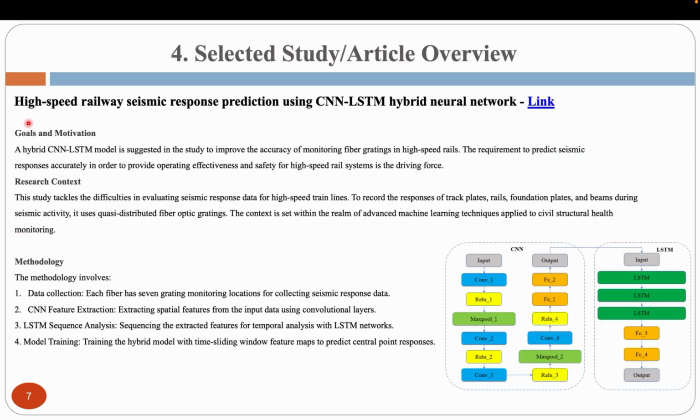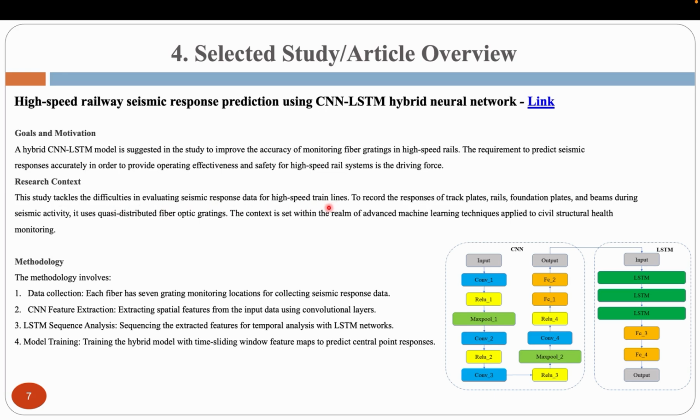Yeah, so we can go ahead now, slide number 7. Here we have the main goal and motivation of the research paper. What is the goal and motivation of the research paper? The primary goal of this study is to improve the accuracy of monitoring fiber grating in high speed railway systems. The main context: this study addresses the challenges in evaluating seismic response data for high speed train lines.